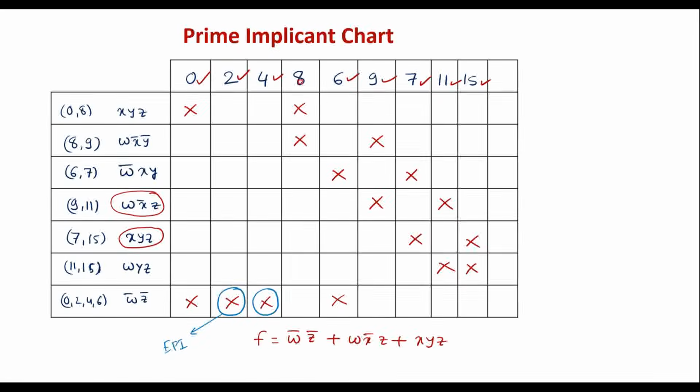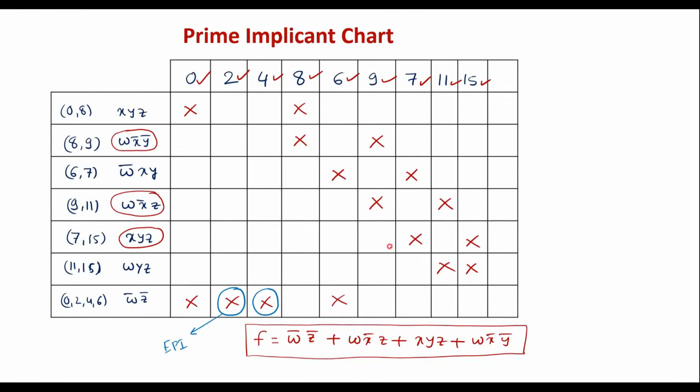To cover this 8, either I have to select x, y, z, here it is 0, 8, or I have to cover 8, 9. Let me cover 8, 9. Any one can be taken. So if I consider this, the min term will be covered. So we are supposed to consider this product term in the result, that is W x bar y bar. This is the final reduced expression, and this is done using the Quine-McCluskey method.